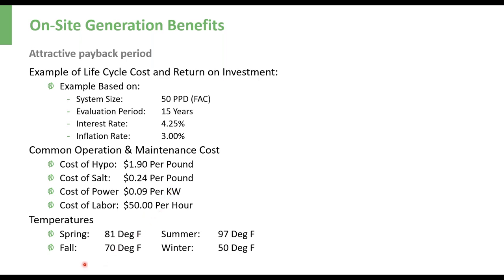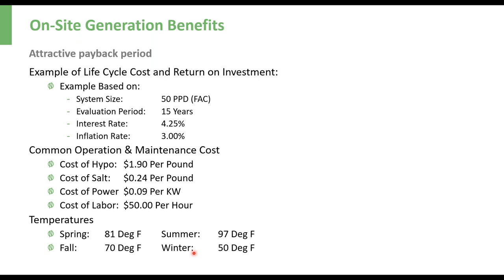Other variables I'm taking into consideration are the temperatures at which you're storing the sodium hypochlorite that you purchased. In the spring, it's going to be stored at 80 degrees, summer 97 degrees, fall 70, winter 50. That's more of a middle climate.